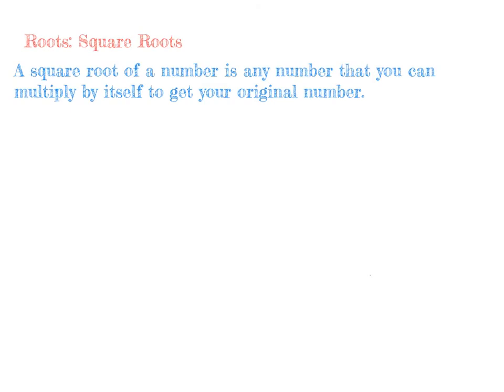A square root of a number is any number that you can multiply by itself to get your original number. For this class, we are only going to be dealing with positive square roots. There are negative square roots, but we are only going to be working with positive square roots. That means that the radicand will be positive.